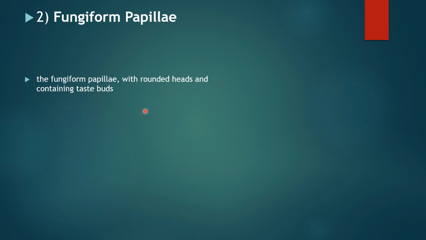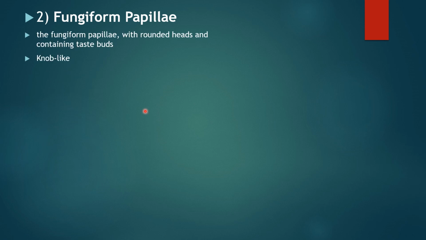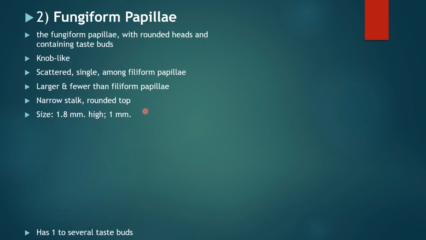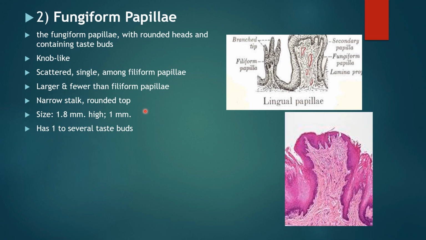So the fungiform papilla. The fungiform papilla having the rounded heads and containing the taste buds. They are knob-like. They have rounded heads and a narrow stalk, and they have the taste buds. This is the schematic diagram of the fungiform papilla, and this is the H&E stain section of the fungiform papilla. And in this you can appreciate the epithelium, stratified squamous and non-keratinized type of epithelium.